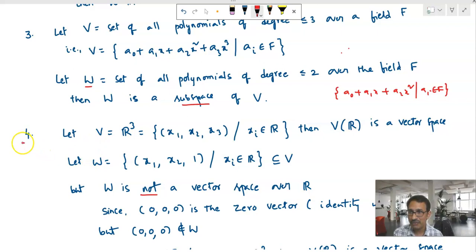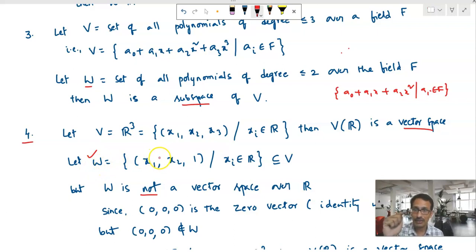For example, you see the 4th example. Again I consider the 3-dimensional space R3. It is a vector space, and I consider W equal to (x1, x2, 1). Do you remember the earlier example? I had taken (x1, x2, 0), but here I have taken (x1, x2, 1). The third coordinate is 1, but it is not a vector space because if W is to be a vector space, it should contain the identity vector, right?